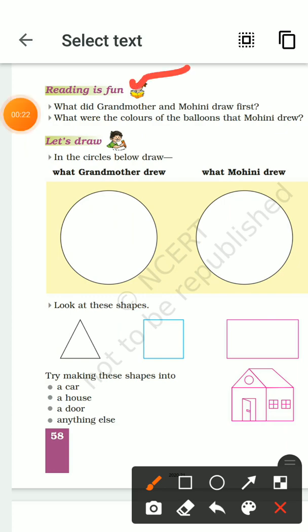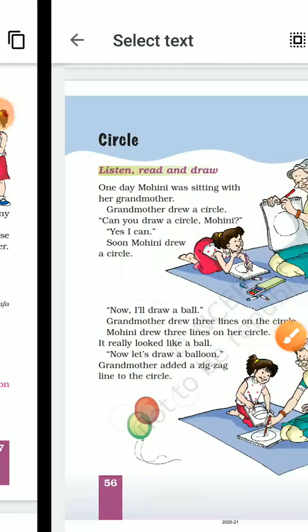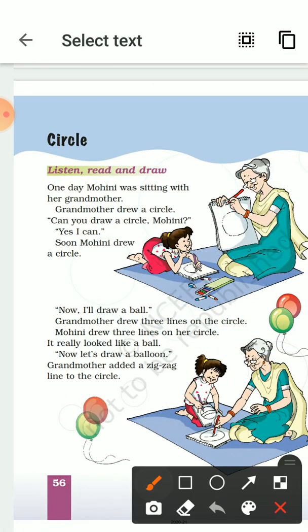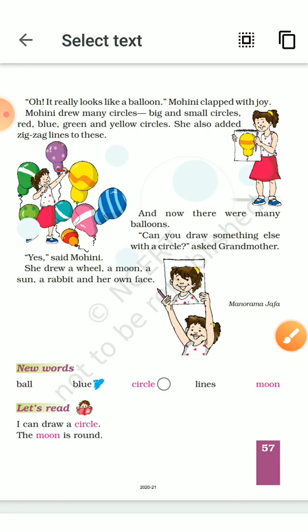Reading is fun. What did grandmother and Mohini draw first? To answer this question, we have to go back to the story and read it again. Grandmother drew a circle. Can you draw a circle, Mohini? Yes, I can. Soon Mohini drew a circle. So the answer will be the grandmother and Mohini drew a circle first.